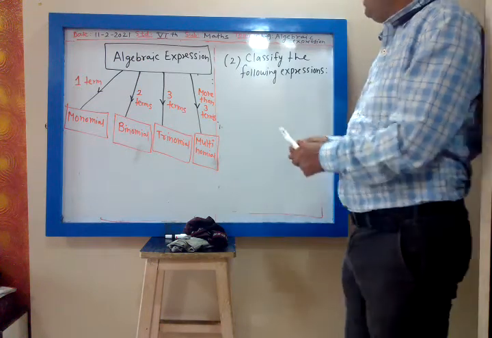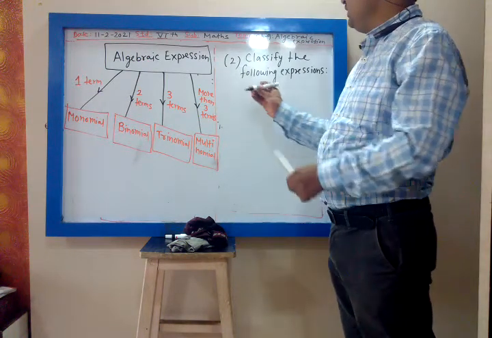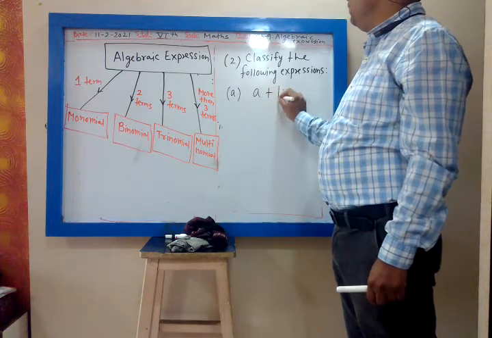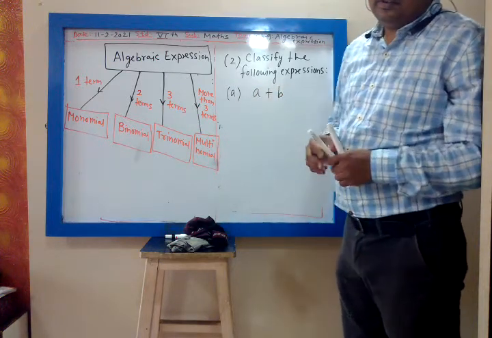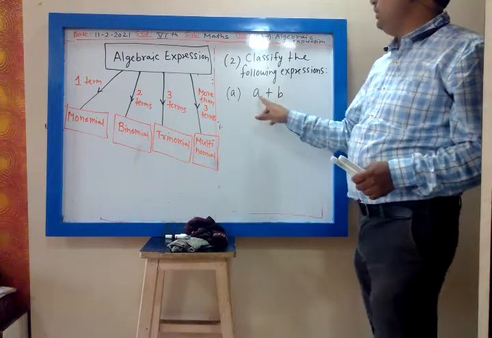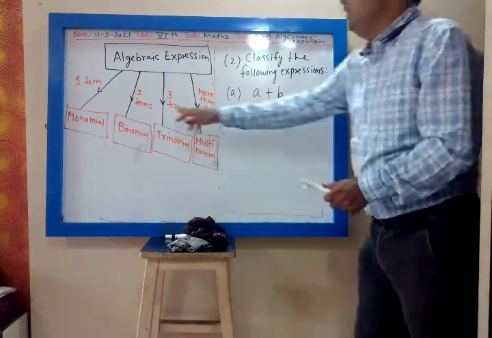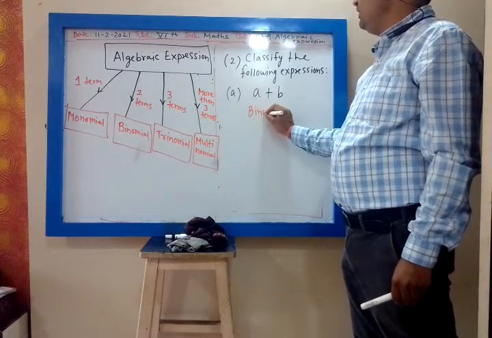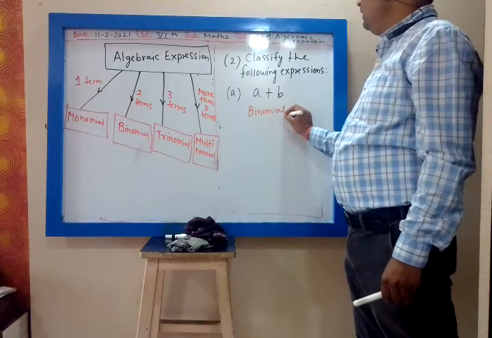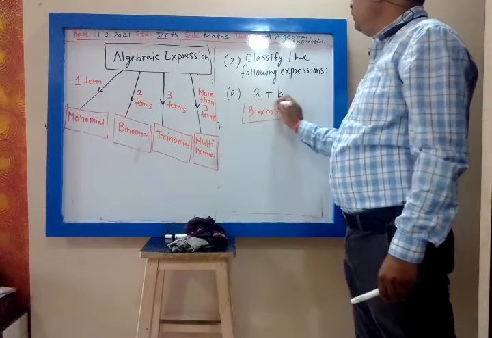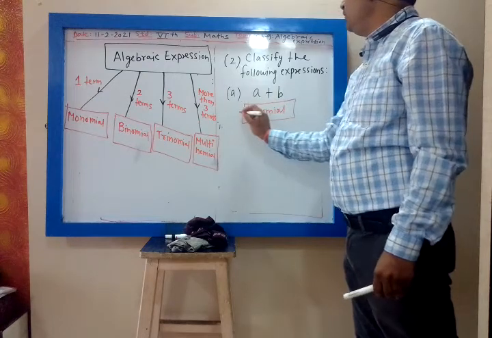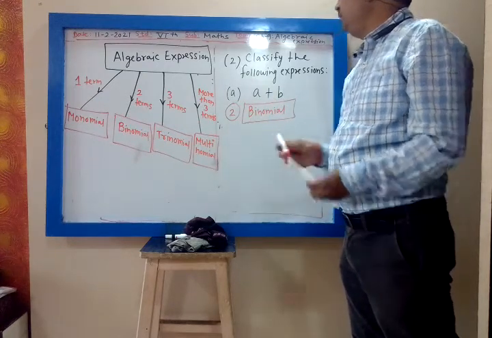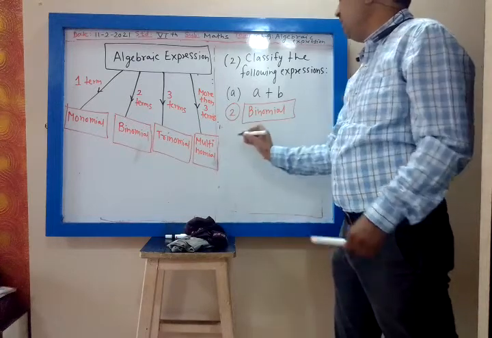Classify the following algebraic expressions. First, A. It is a plus b. How many terms are there? Two terms, 1 and 2. So it will be known as binomial. Two terms: you write two and put a circle, then you write binomial.